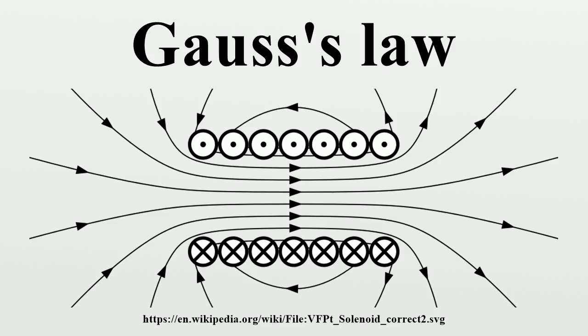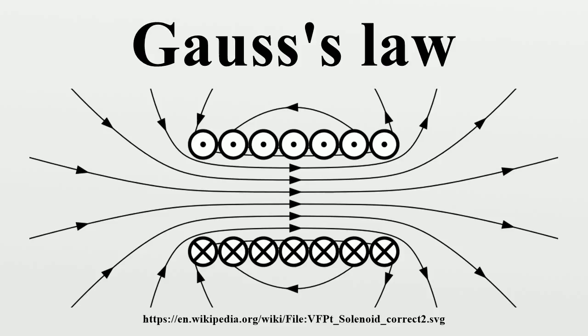Gauss's law can be used to derive Coulomb's law, and vice versa. Qualitative description. In words, Gauss's law states that the net electric flux through any closed surface is equal to 1/epsilon times the net electric charge enclosed within that closed surface.